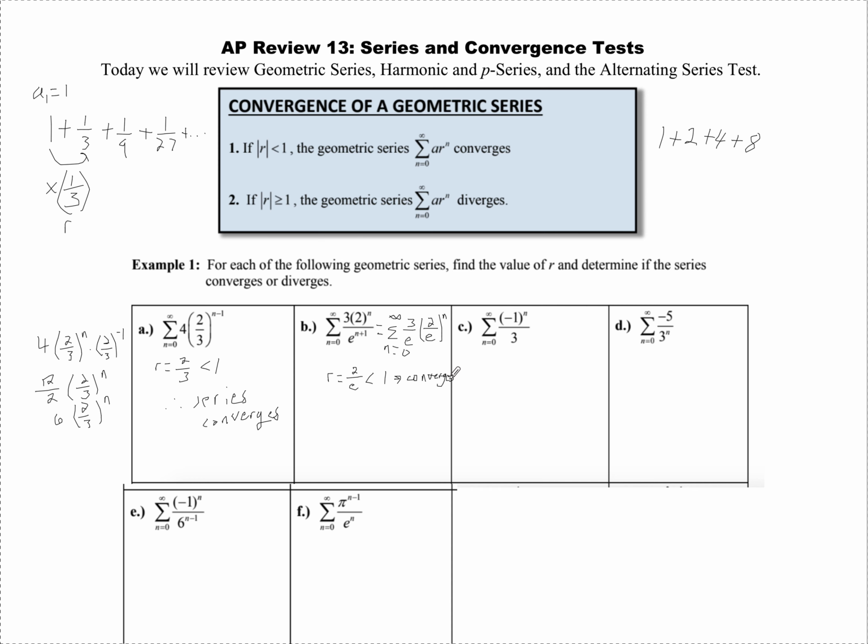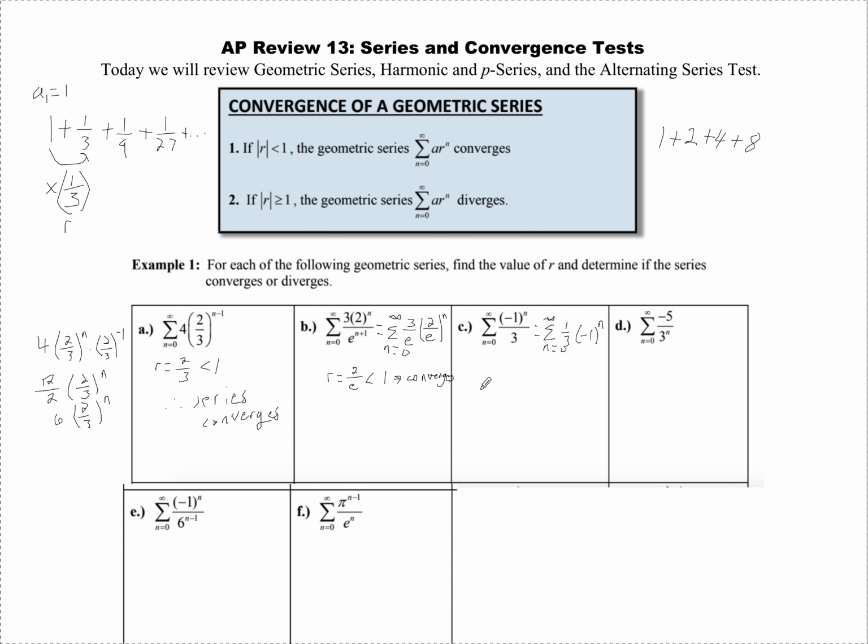There we go. All right. What about this guy over here? This is interesting. The only thing that has an n is that -1, so we want to think about it this way. The sum from 0 to infinity. I can pull out that 1/3 and just call it 1/3. And then the thing with my n is -1. So what do we know about that?